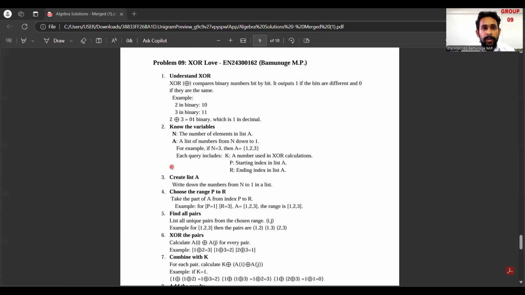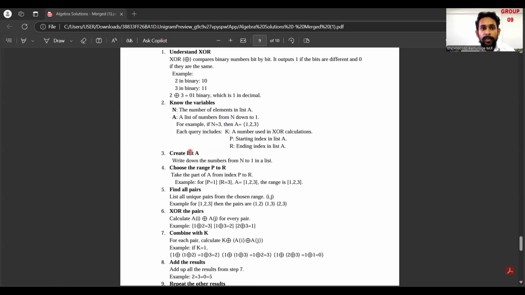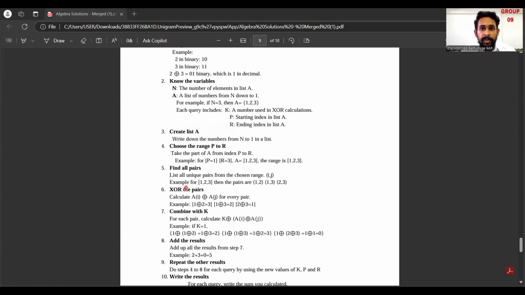For this problem, you are given a number n to create a list A from n down to 1. Each query is given three numbers: k and a range p to r. First, select the sublist of A from p to r. For this range, find all unique pairs i, j where i does not equal j. Next, calculate ai XOR aj for each pair and then XOR the result with k. Add all these results together to get the answer for the query. Repeat this process for all queries.